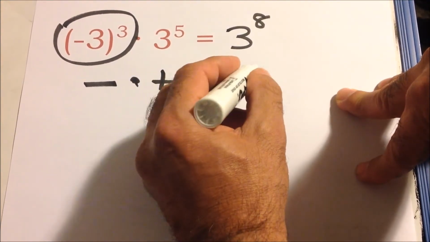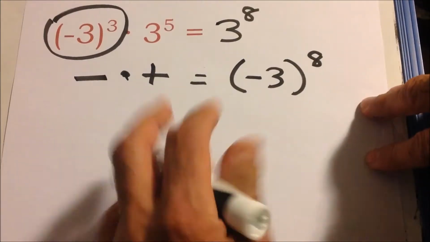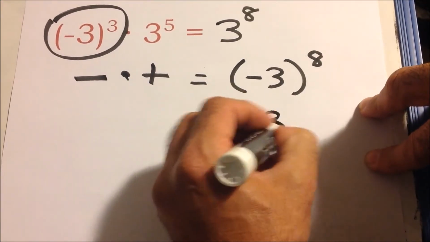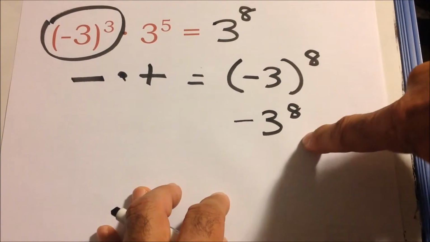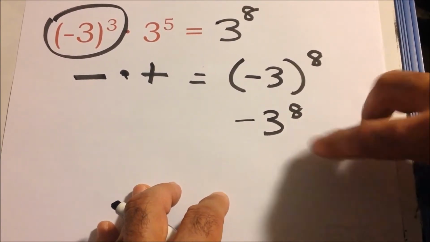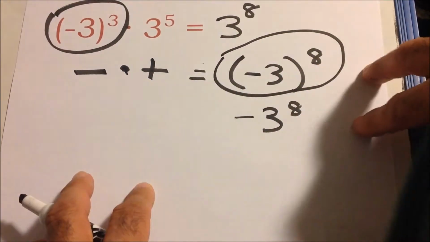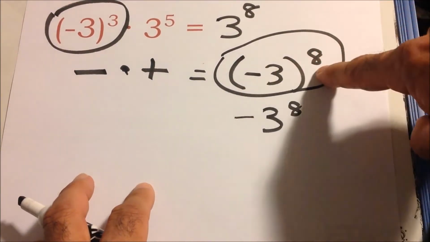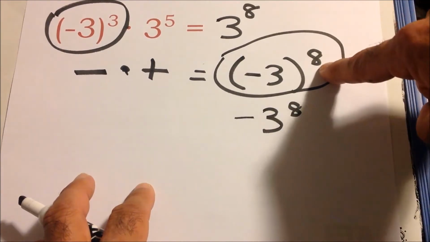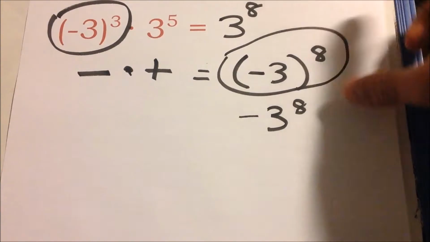So now we can write it either this way, which is wrong, or this way. We should write it this way because we want to have a negative answer. If I write it this way, the answer will be positive because, again, remember, it has an even exponent. We'll do a few more so you get used to it.